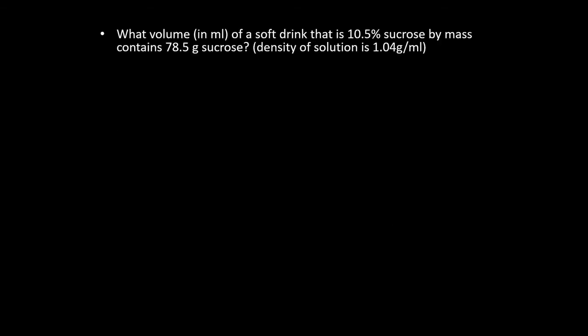So let's look at an example here. This question asks us, what volume in milliliters of a soft drink that is 10.5% sucrose by mass contains 78.5 grams of sucrose? And it tells you here that the density of the solution is 1.04 grams per mL. Okay, just like the one we did a minute ago, I'd encourage you to pause the video and see if you can work this one out on your own.